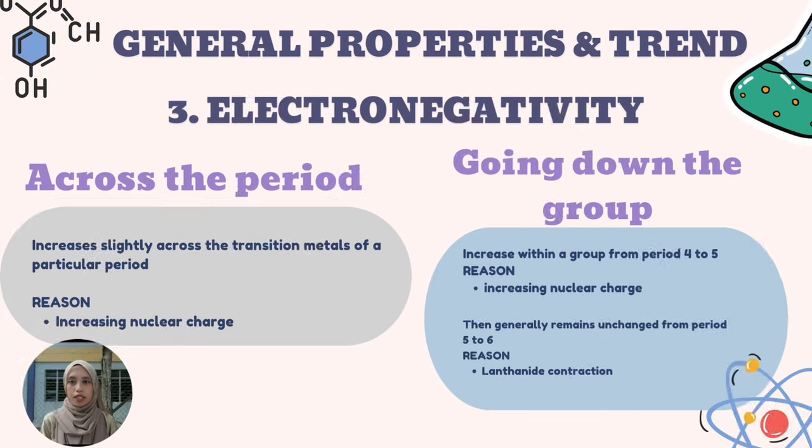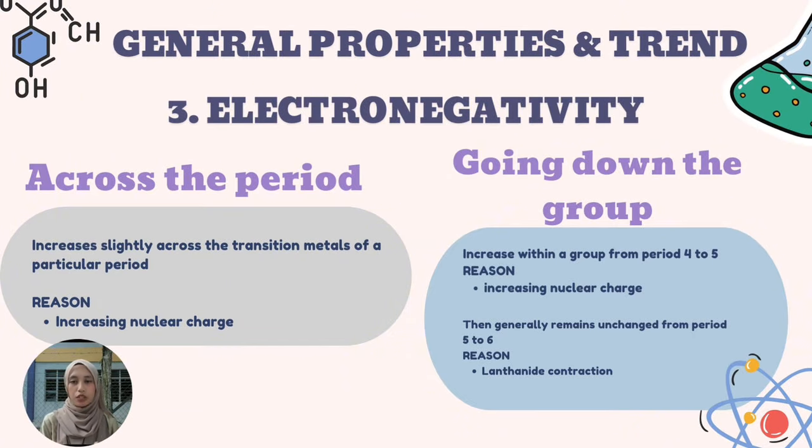The third one, electronegativity. The electronegativity of transition metals increases slightly across a period due to the increasing nuclear charge, which enhances the attraction for bonding electrons. For example, iron is more electronegative than manganese, but slightly less electronegative than cobalt, which follows the increasing trend across period 4 transition metals.